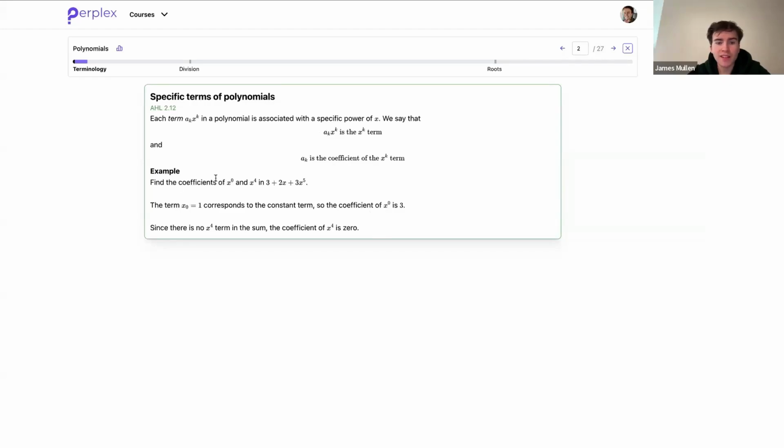So for example, let's say we want to find the coefficient of x to the 0 and x to the 4 in 3 plus 2x plus 3x to the 5. So x to the 0 is 1, corresponds to the constant term. So the coefficient of x to the 0 is just this 3, all right? And then there's no x to the 4 in the sum, so the coefficient of x to the 4 is 0, all right?